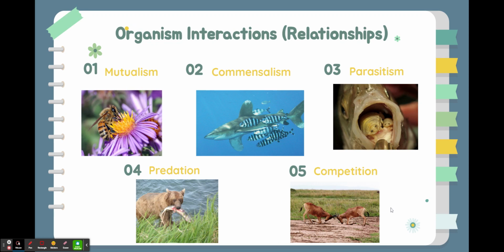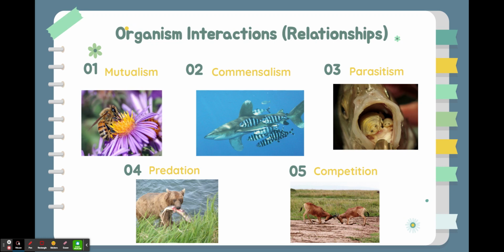Over here we have number 5, our last interaction, which is competition. Competition is an ecological relationship where 2 or more organisms compete for the same limited resource. That could include food, water, shelter, or as the example here, a mate.